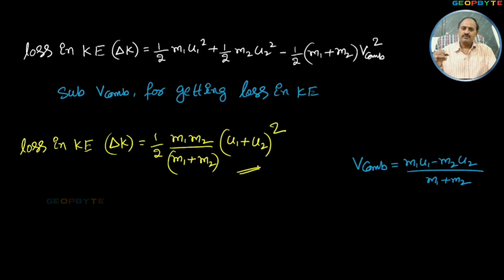When both bodies are moving in the same direction, it is (u1 minus u2) whole square. When both bodies are colliding while they are traveling in opposite directions, the loss in kinetic energy is half m1 m2 by (m1 plus m2) into (u1 plus u2) whole square. Understood clearly? You substitute here and simplify it for getting this value.